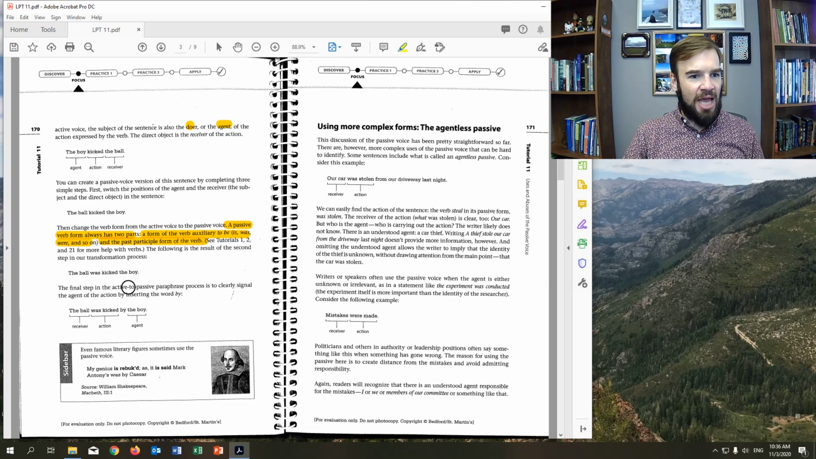The final step in the active to passive paraphrase process is to clearly signal the agent of the action by inserting the word by. So the ball, still the receiver but now the subject, was kicked, the action, the verb, by the boy. The object grammatically in the sentence, but still the agent, the doer, in terms of the action in the sentence. So, using more complex forms, the agentless passive.